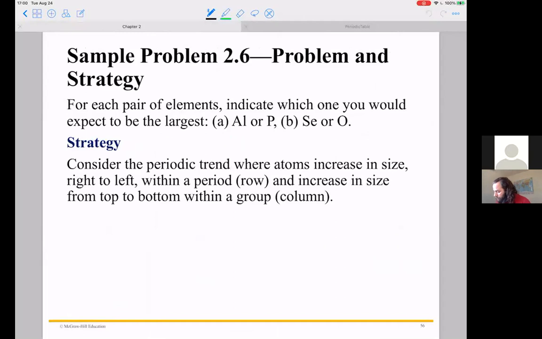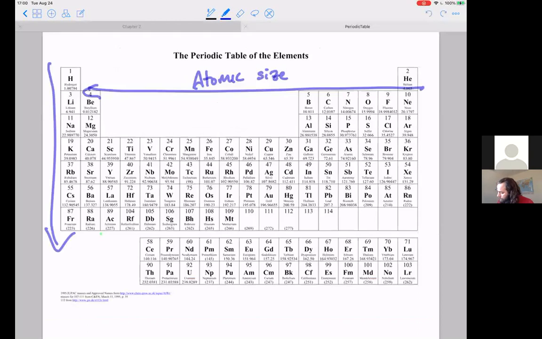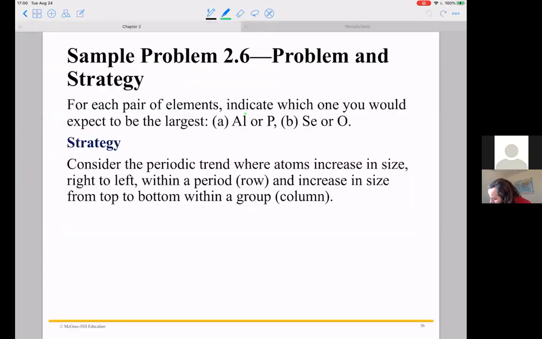Which one of these elements is bigger, aluminum or phosphorus? And again, you can note that I'm really good at knowing what my symbols are. You guys might have to hunt around the periodic table a little bit more. That's just something that's going to happen at the beginning of the course that you'll get better at. So aluminum and phosphorus. Here's aluminum, here's phosphorus. So which one is larger? Remember, my atomic size increase is going towards the left. So that means that aluminum is the larger of the two.